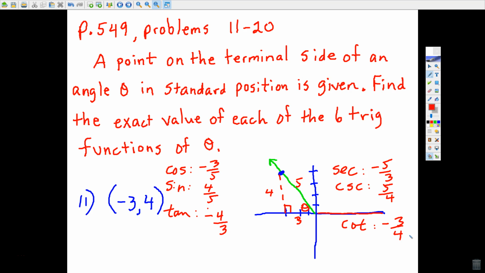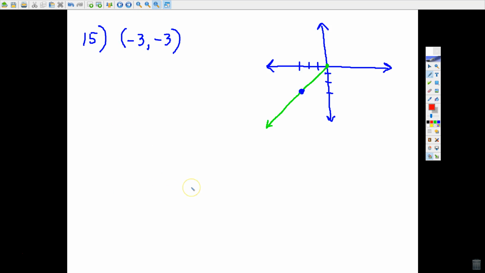Any questions so far? All right, let's try this one. Same idea. Just this time we have a reference angle, the terminal side of an angle that falls this time in quadrant 3. And it goes through this point.